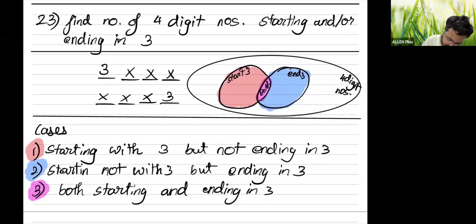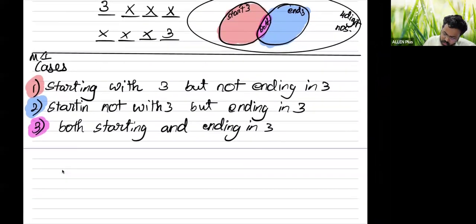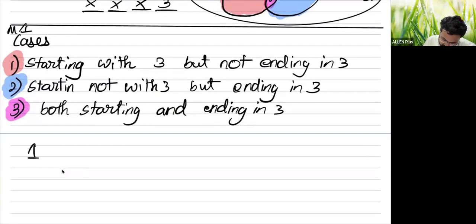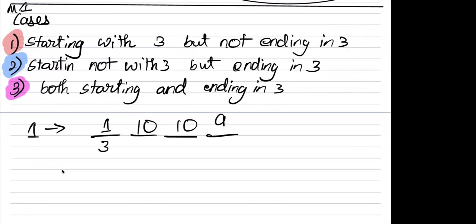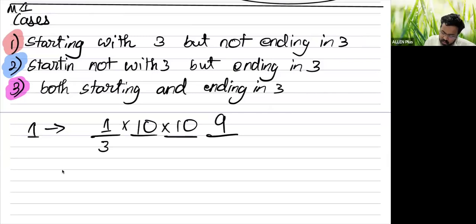Okay, so I'll also mention method 1. If you do it this way, for case 1, starting with 3 but not ending in 3, that means if you make the digits, the first digit has only one choice. It has to be 3. The second digit has 10 choices. The third digit again has 10 choices. And the fourth digit has how many choices? It should not end in 3. So that means there are 9 choices. I'll multiply all of these and find that there are 900 ways.